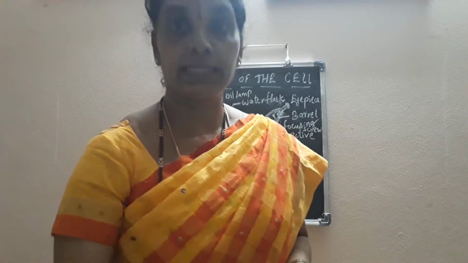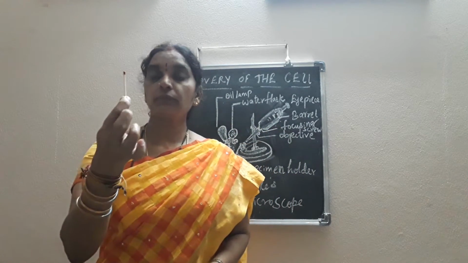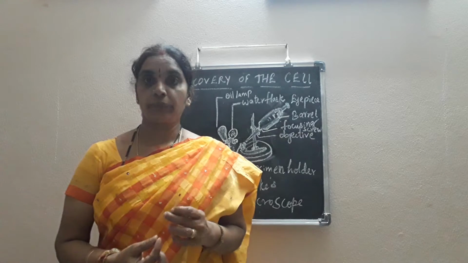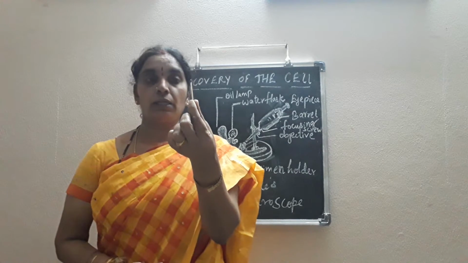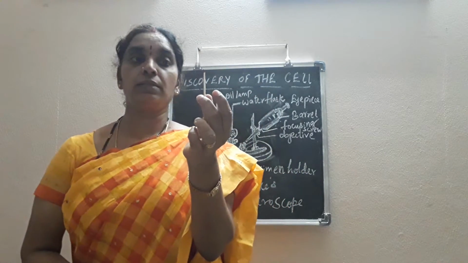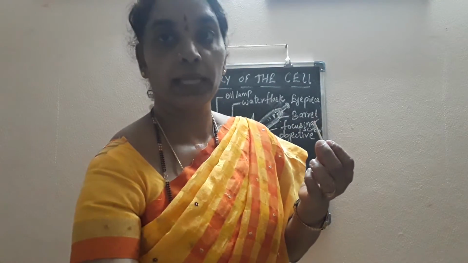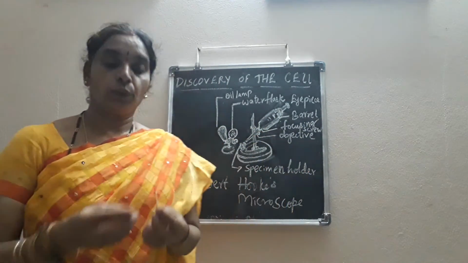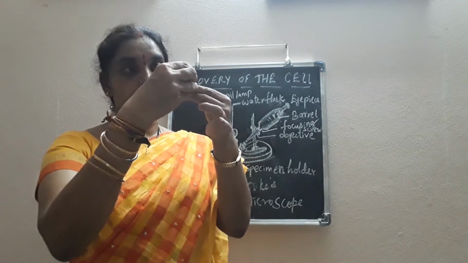Okay, children, to know the dead cells, this is a matchstick. If you soak it in water, it becomes easier for us to peel its stem. If it is soaked, you can easily peel this.